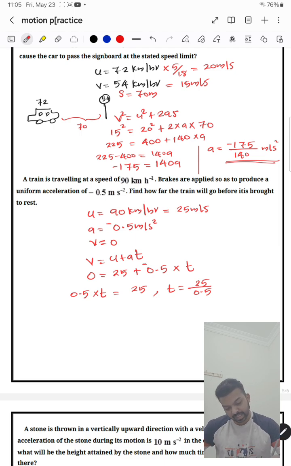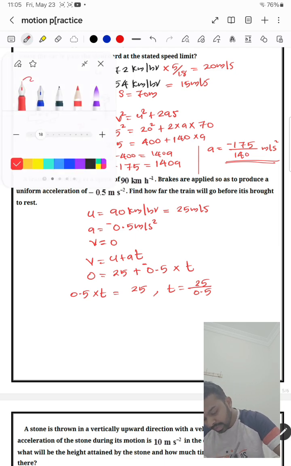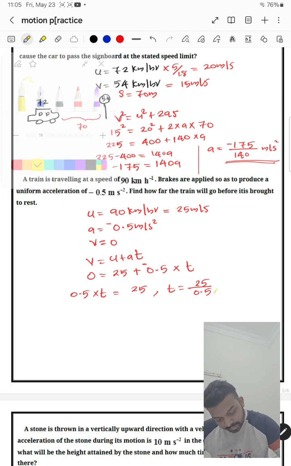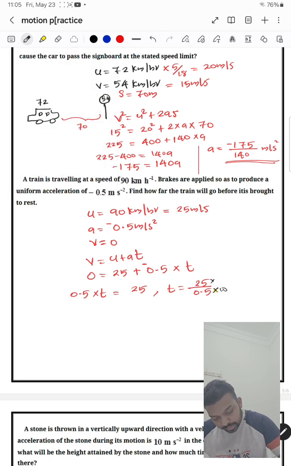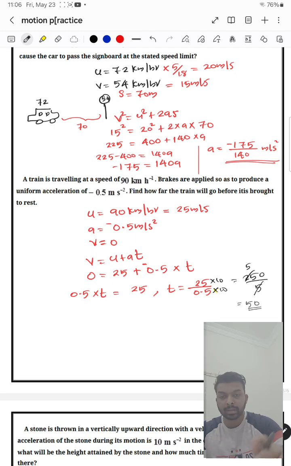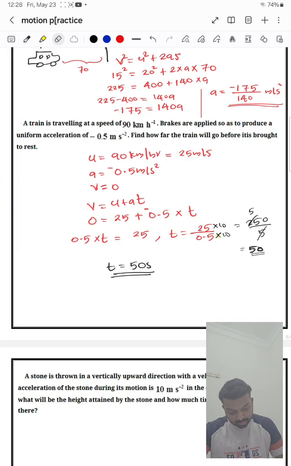So what we will be getting is, you have to multiply by 10 on top and bottom. So it becomes 250 divided by 5, which is 50. Okay, so the time is found, t is equal to 50 seconds. Now there is something which you have to notice.